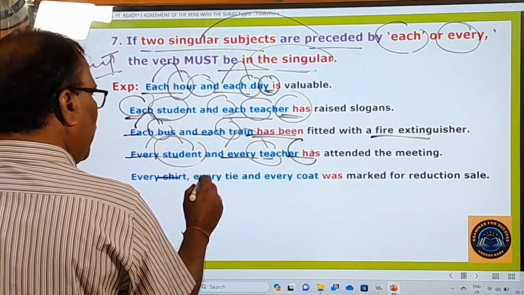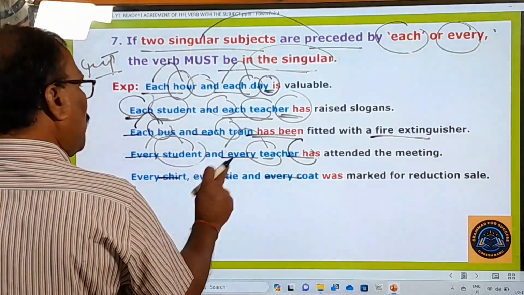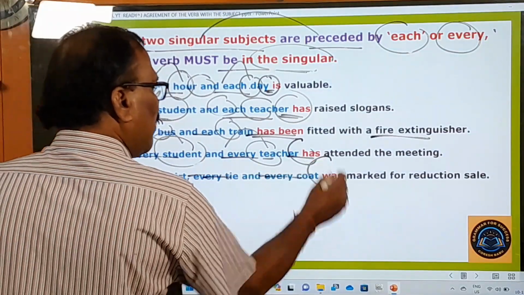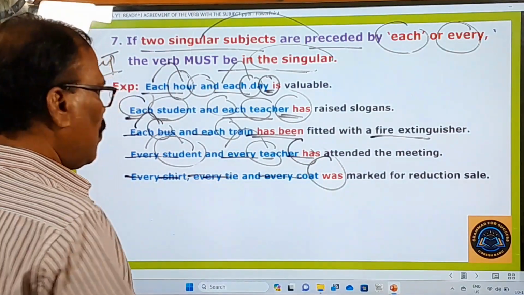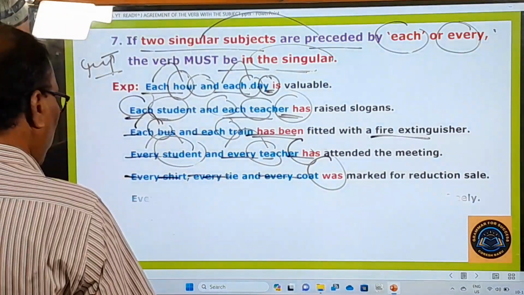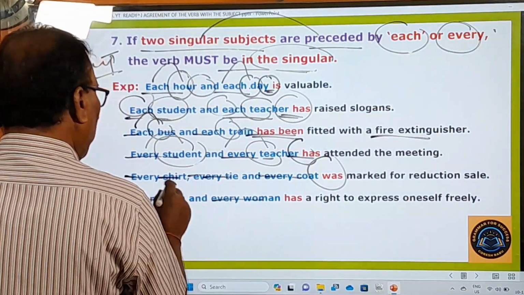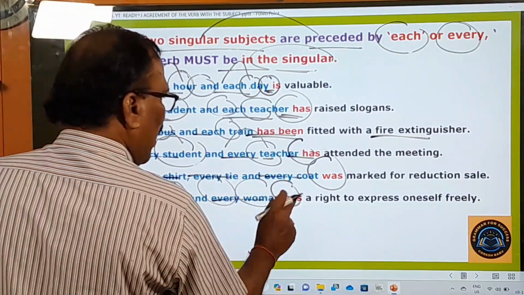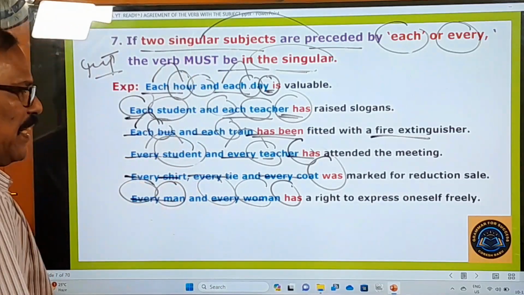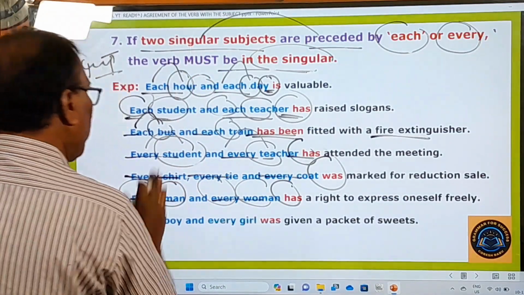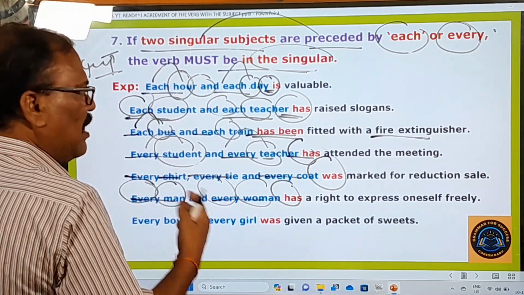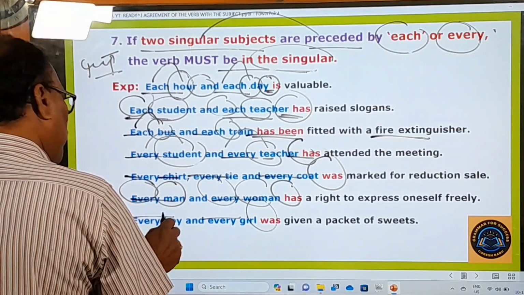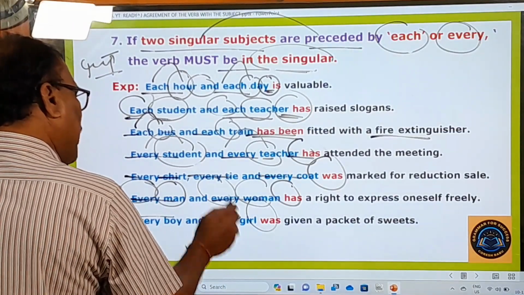Every shirt, every tie, every coat. Three things are there, but they are all preceded by every. And even then the verb must be in the singular. So was marked for reduction, say. Every man and every woman, man and woman, singular, but they are preceded by every. So therefore has a right to express oneself freely. And one more example. I am giving you so many examples so that you can understand it thoroughly well. Every boy, every girl was, because boy and girl, two singular subjects preceded by every.